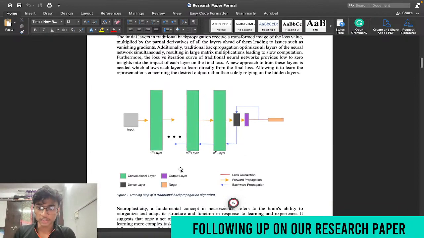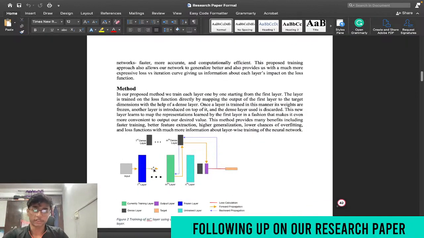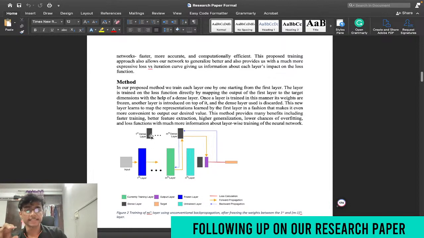So instead, we have proposed a network training method where we use different dense layers for each of the layers, which we can discard after training. We train the first layer with the help of this dense layer directly on the loss function. Once this layer is trained to a satisfactory result, we freeze this layer, then we introduce the new layer, then we train that layer, freezing this layer, and then when the second layer is trained, we freeze that and introduce a new layer.